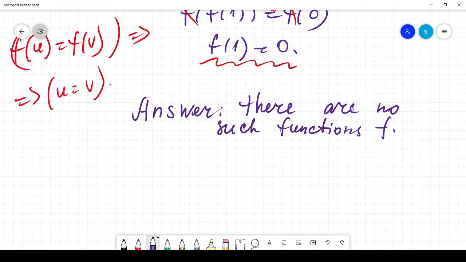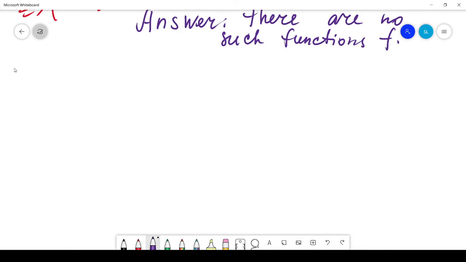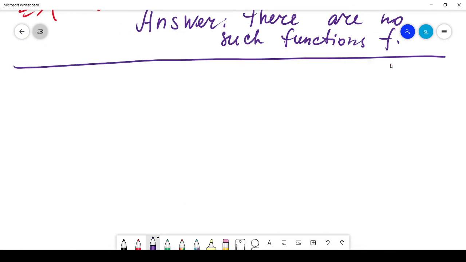Yes, and that's all. Alright, I hope you liked it, and let's move to the next question. As I said, it will be an inequality, and functional inequality may be more irritating than functional equation. It may be more difficult, but let's see.